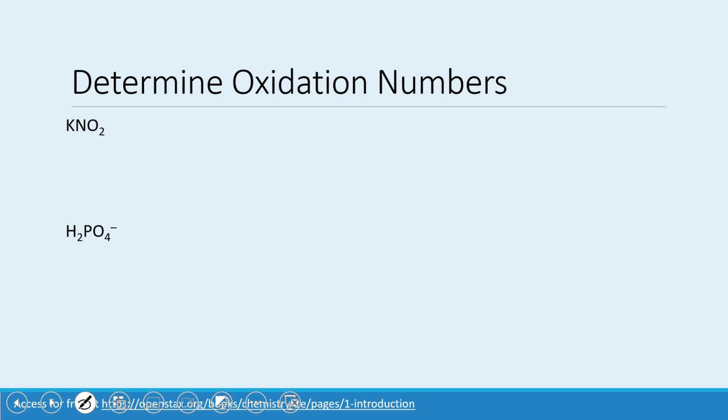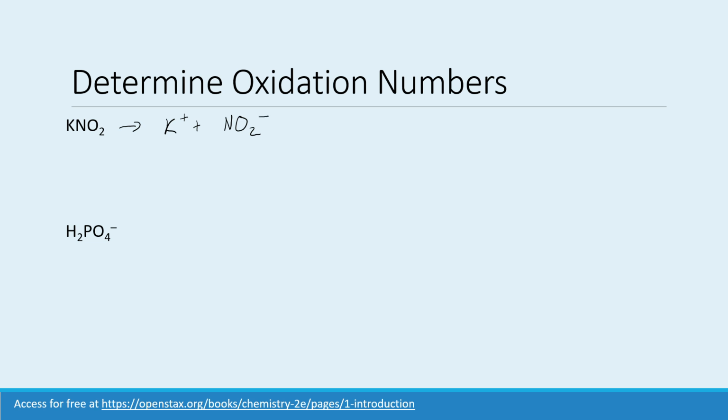So let's look at some examples. In the first example, we have potassium nitrite. And the first step is to break it up into its ions, because this is an ionic compound. And so this will split up into potassium and your nitrite ion. And potassium being in group 1, we know that the charge on that is a +1. And on the nitrite ion, that would be a -1.